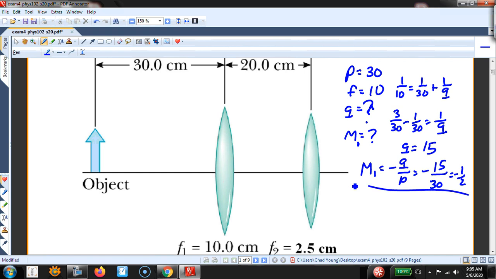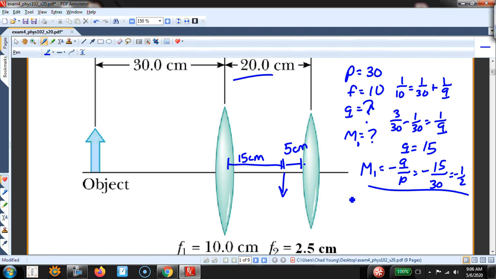So my first image is right about here. It is 15 centimeters from here. Notice I drew it upside down. That's because the magnification is negative. And I also drew it half the original size of the object. It's a little more than half, but it should be half. And now my P value for this distance is going to be 5 centimeters, because 20 minus 15 is 5.